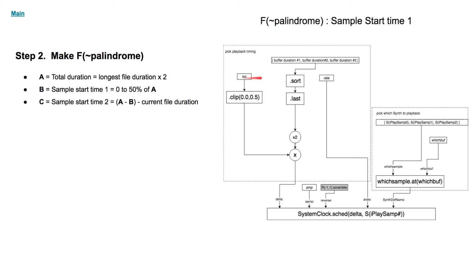Okay, and my rate, the speed, will be controlled by the rate argument. Now I also have this side. This is basically a way of choosing which buffer or which sample to play, which sample at which buff. If my which buff is 0, it's going to play samp 1. If my which buff is 1, it's going to play I play samp 1. And then if it's 2, then it's going to play I play samp 2.